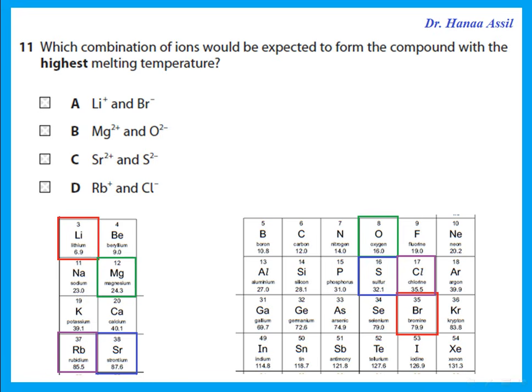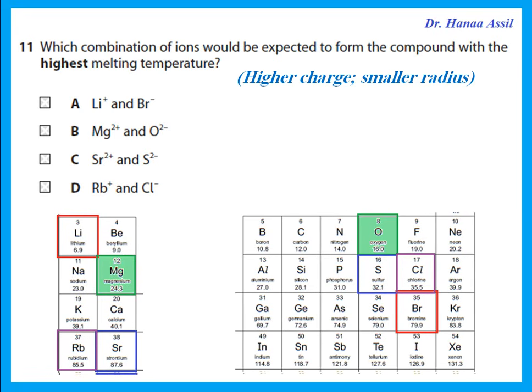Well, in order to have the strongest attraction between the ions, we need something with a higher charge and a smaller radius. So if we're comparing between lithium and rubidium and magnesium and strontium, I'm going to choose magnesium or strontium. But magnesium has a smaller radius with a higher charge. So when it is bonded to oxygen, that will be a stronger ionic bond, so a higher melting temperature.